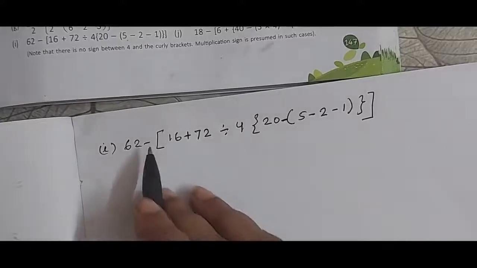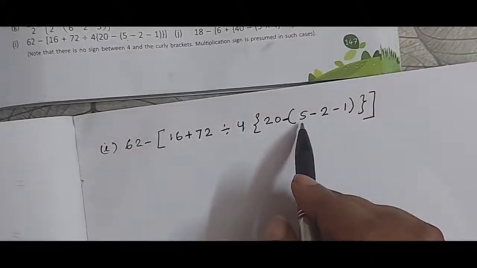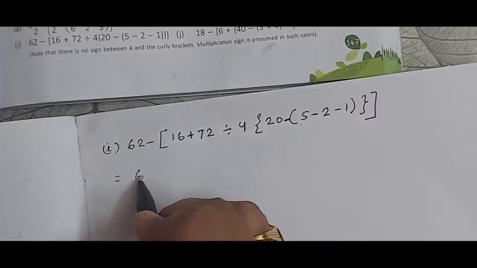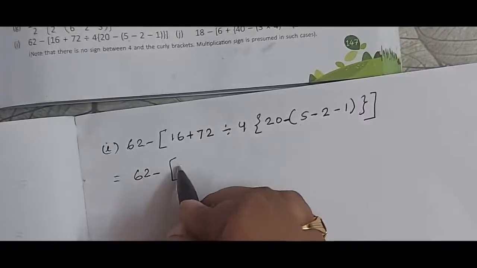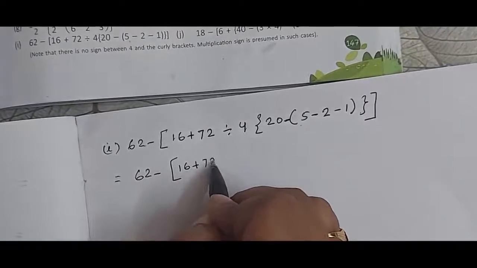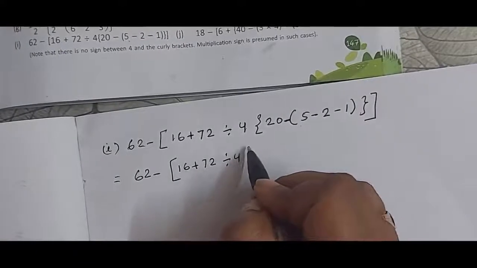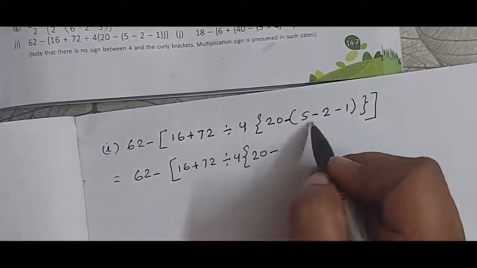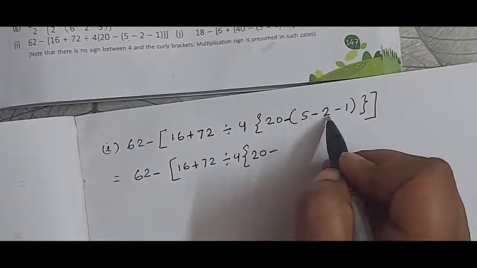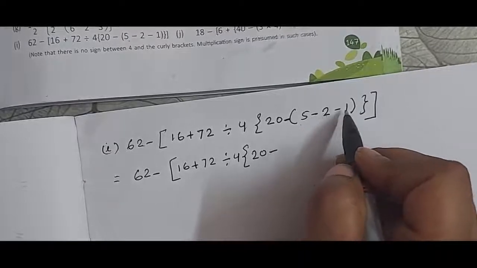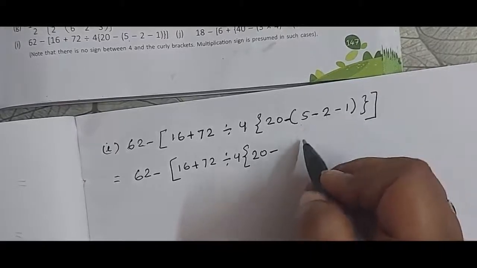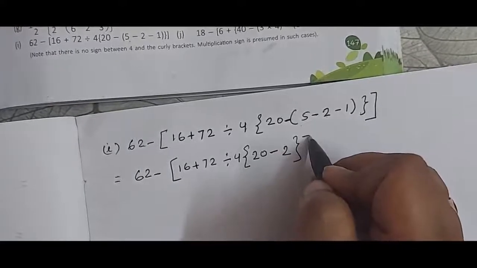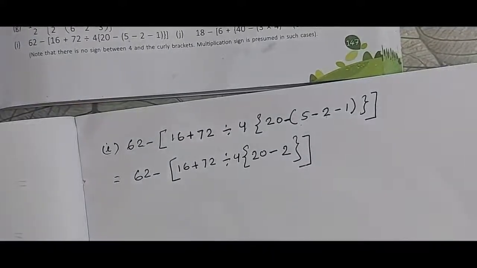Now look at this question. First you will solve the inner bracket, that is the simple bracket. Okay. So this is equal to 62 minus 16 plus 72 divided by 4. Then there is a curly bracket, 20 minus, inside this we will solve. First 5 minus 2 you do, that is 3. 3 minus 1 will be what? It will be 2. So you can remove the simple bracket and write 2 here. Close the curly bracket, close the square bracket.